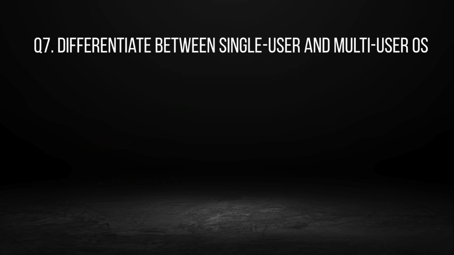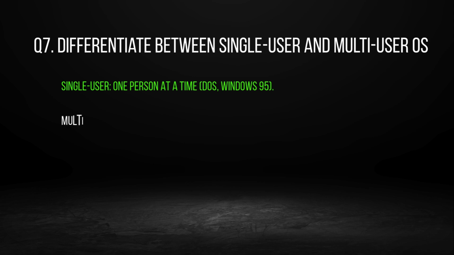Differentiate between single user and multi-user operating system. Always write two clear points with examples. Single user: one person at a time, example DOS, Windows 95. Multi-user: allows many users at once, Unix, Linux. Differences carry high weight in exams.